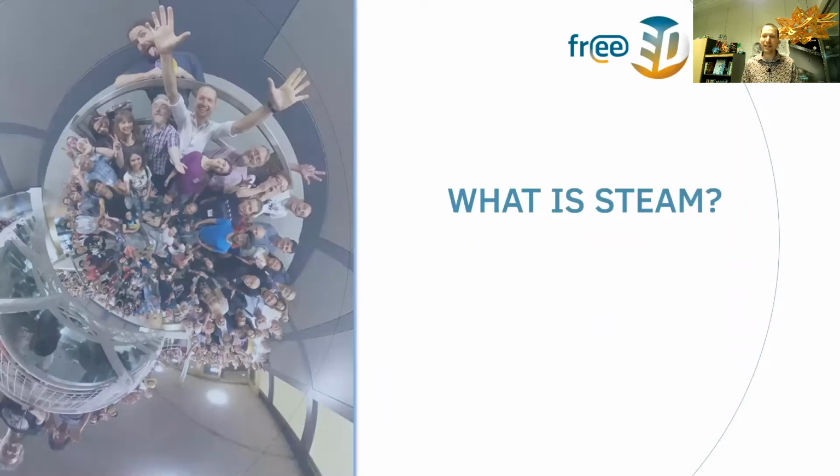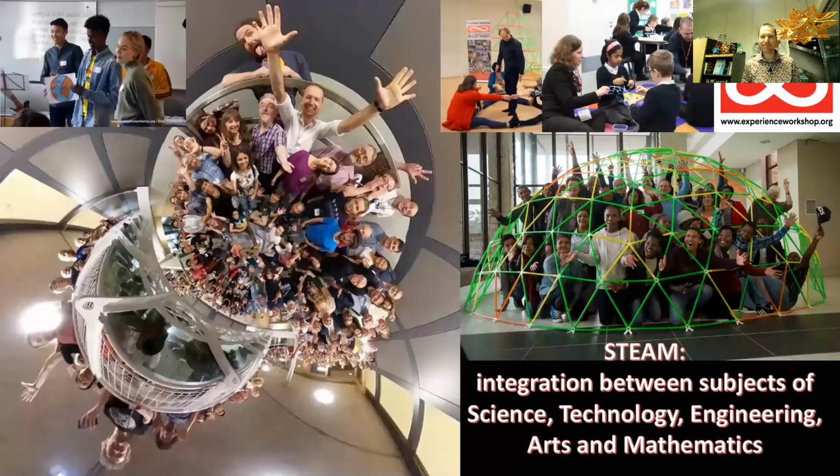First of all, I would like to talk a little bit about the STEAM approach. So our first question, our first unit, is about what is STEAM. STEAM means the integration between subjects of science, technology, engineering, arts, and mathematics. This is what the STEAM acronym means. So science, technology, engineering, arts, and mathematics, and how we can combine these areas.